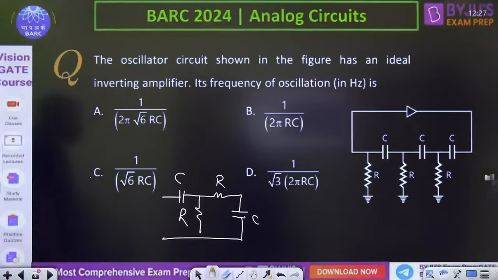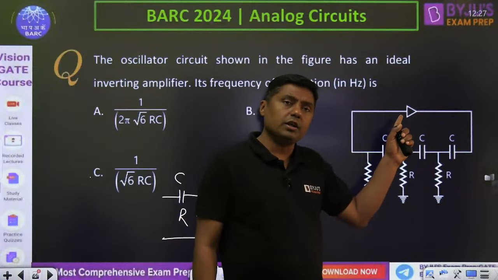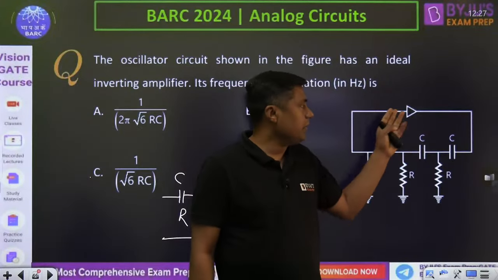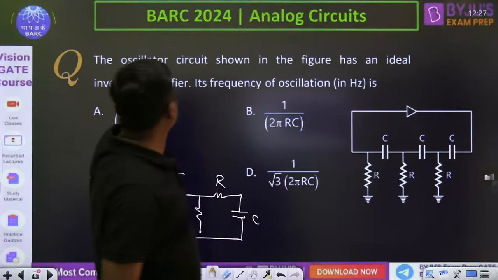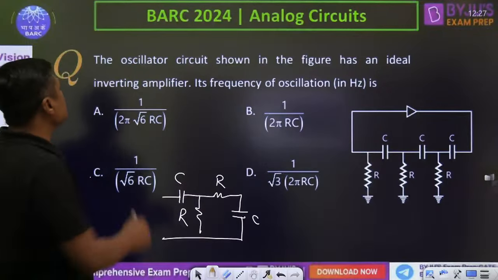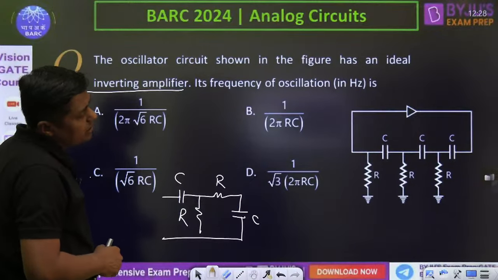But here it is an RC phase shift oscillator. For RC phase shift oscillator, what is the frequency of oscillation? It is just any amplifier. It is an inverting amplifier, right? It may be FET or it may be operational amplifier, right? It is given now. Oscillator circuit shown in the figure has an ideal inverting amplifier. Its frequency of oscillation in hertz.